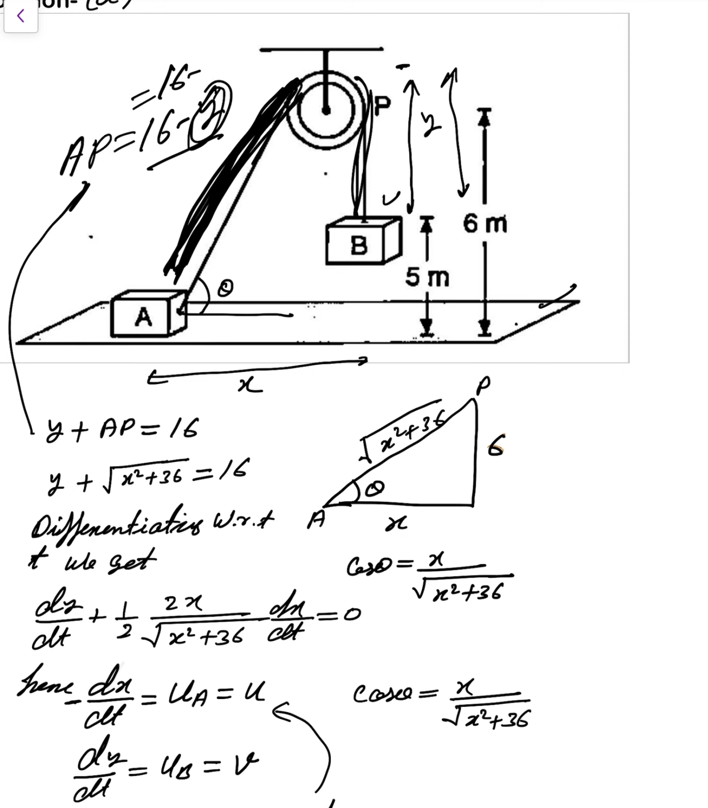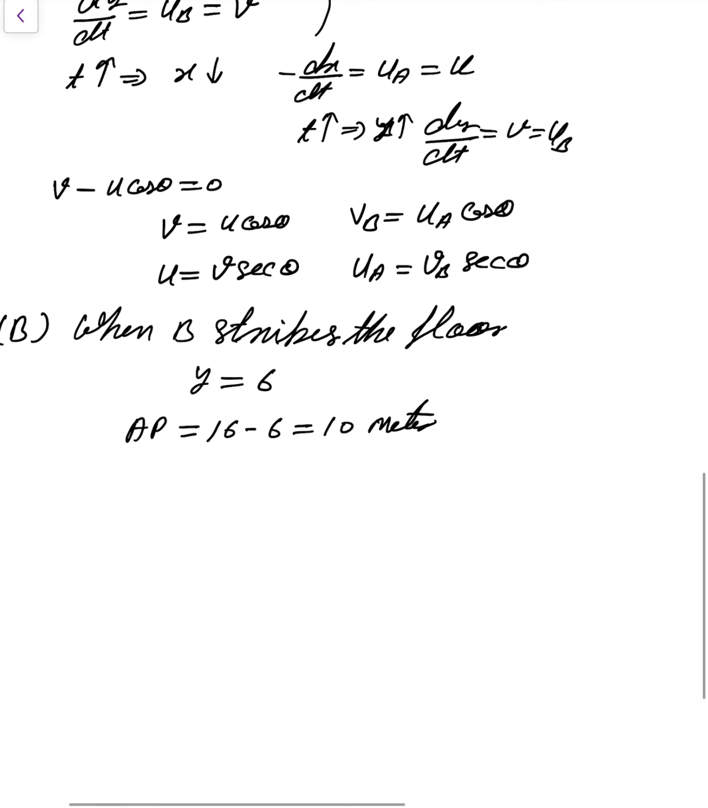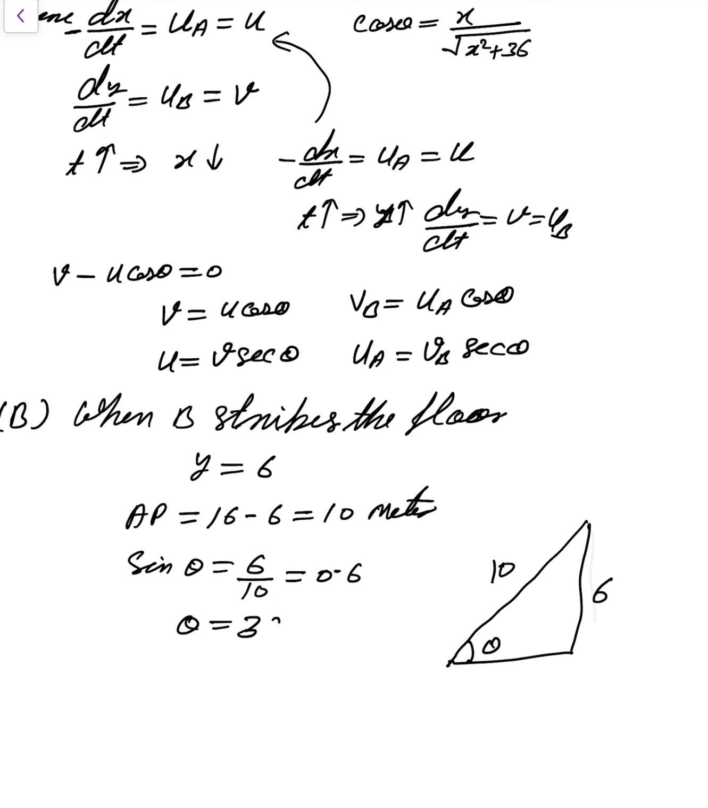Clear or not? What is the meaning of that one? Okay, 10 meter. So if you make it like that one, that is theta. AP is 10 and that one is 6. Okay, so sine theta is written as 6/10, that is 0.6, so theta is 37 degree. Clear or not?